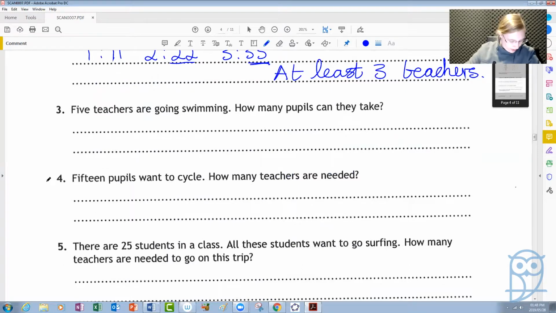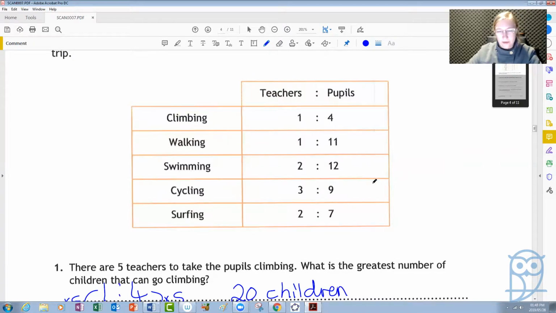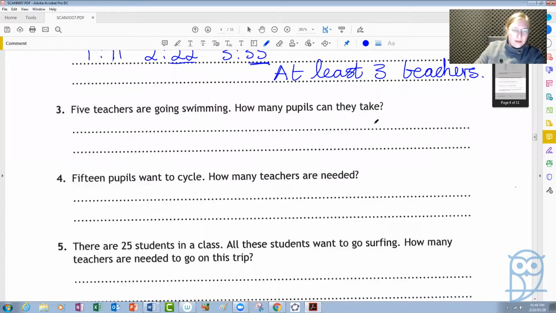I'm going to have you guys try this one. So 15 pupils want to go cycling. How many teachers are needed? So let's go look up what we have. Cycling, we've got the ratio 3 to 9. So we have 3 to 9. So 3 teachers for 9 students.